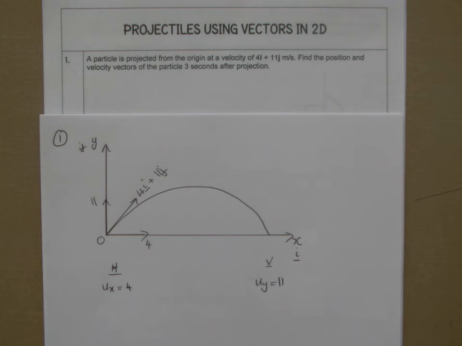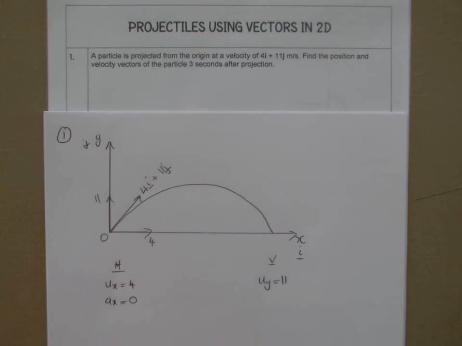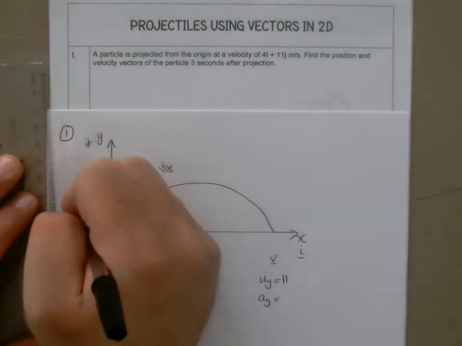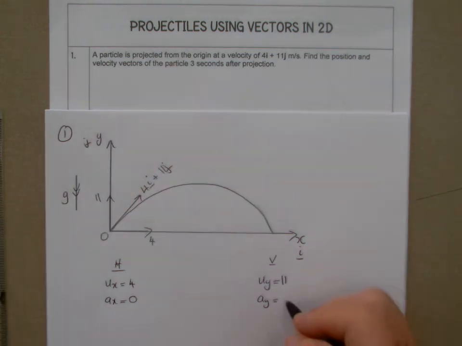But a couple of things to note. Horizontally, remember the acceleration is 0, because there's no acceleration when that particle is moving freely. Horizontally there's no acceleration, but vertically there is. Remember, acceleration is due to gravity, and gravity acts downwards. So if we're taking upwards as positive with our axis system here, then we've got minus g, which will be minus 9.8.